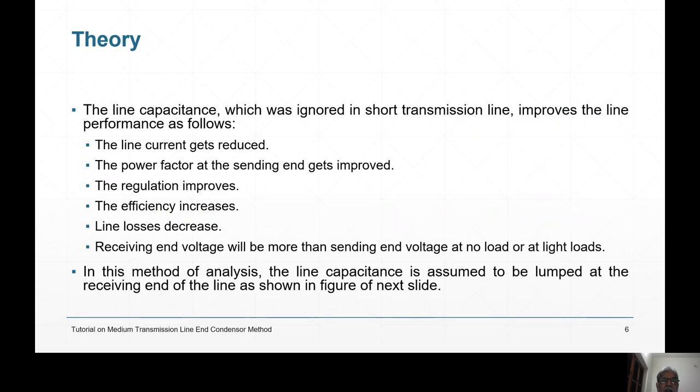Theory is simple, and even if it is not simple, we do not want to talk much about theory in practical. Line capacitance, which was ignored, we are not ignoring it here. It is a blessing in disguise. It gives us many advantages. Line current gets reduced, power factor at the sending end gets improved, regulation is better, efficiency is high, line losses will decrease, and receiving end voltage will be more than sending end voltage at no load, which is a disadvantage, and you will have to do something for it.